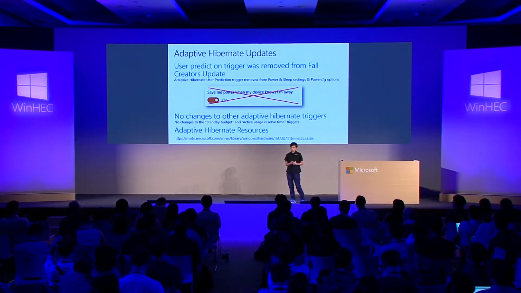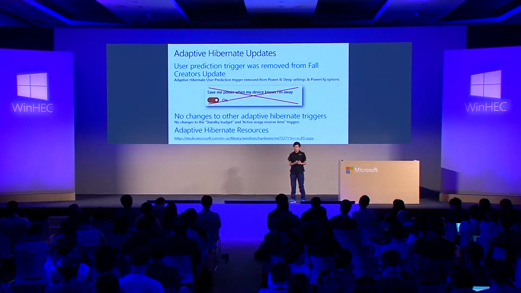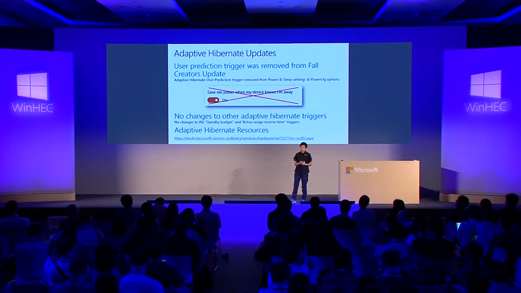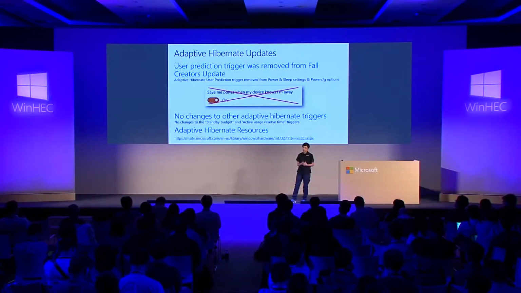The active usage reserve time trigger will transition a device from modern standby into Hibernate when the remaining battery capacity level reaches the point when there's 30 minutes of active usage left. This trigger remains unchanged in the Fall Creators Update. All 3 adaptive Hibernate triggers are OEM configurable. Please refer to the appendix of this presentation for additional information to disable these Hibernate triggers when testing and optimizing the modern standby power floor.